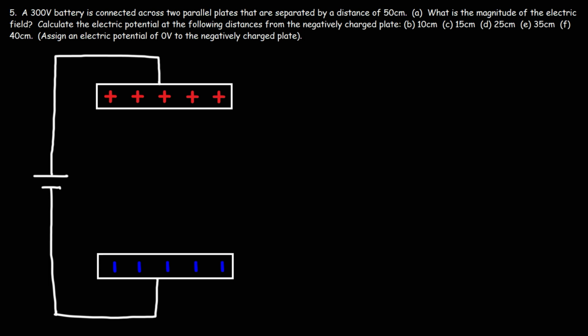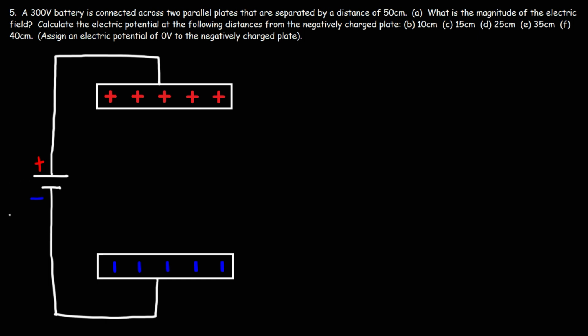Number 5. A 300 volt battery is connected across two parallel plates that are separated by a distance of 50 centimeters. What is the magnitude of the electric field? So this is the electrical symbol of a battery. The long side is the positive side. The short side is the negative side. And this battery has a voltage of 300 volts.